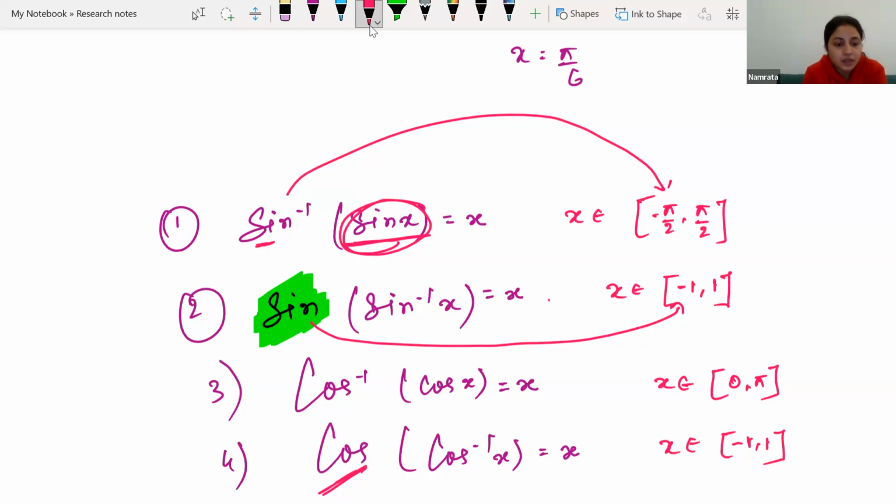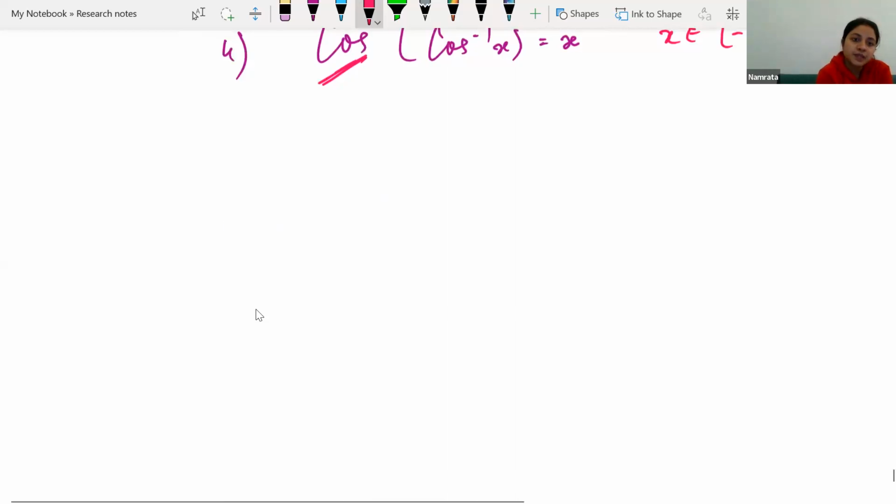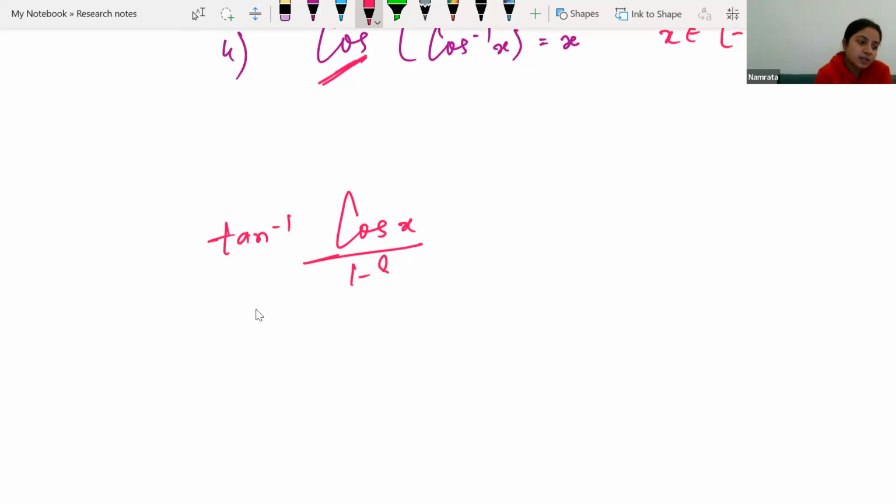Now here a few simplification based questions are also there. So if we have one question as tan inverse of cos x by 1 minus sin x, where x lies between 3 pi by 2 and pi by 2, simplify it.